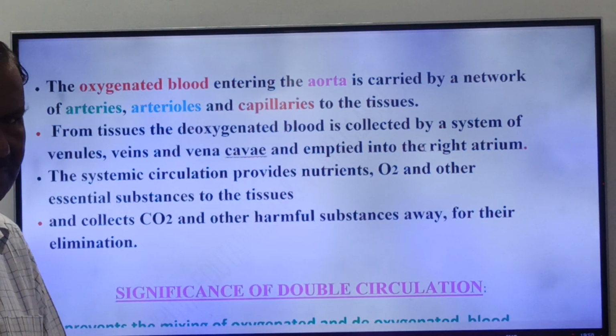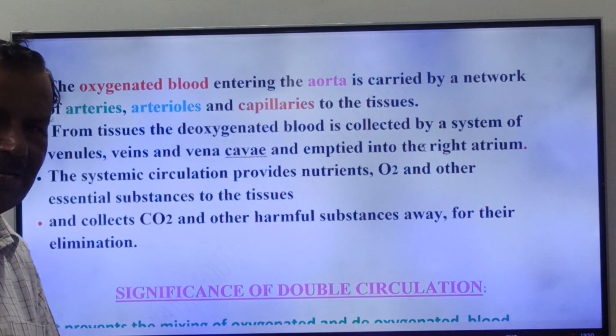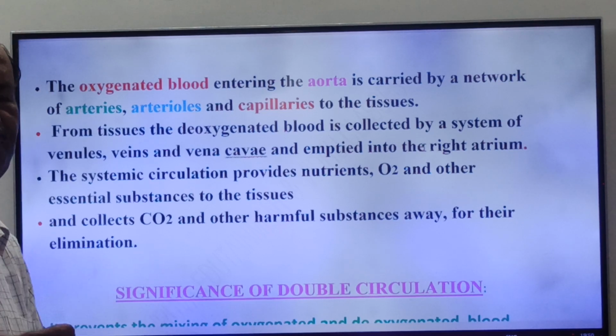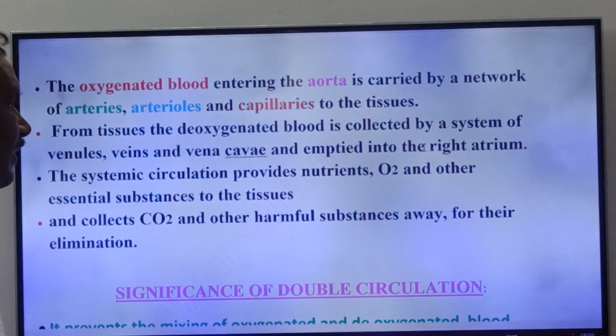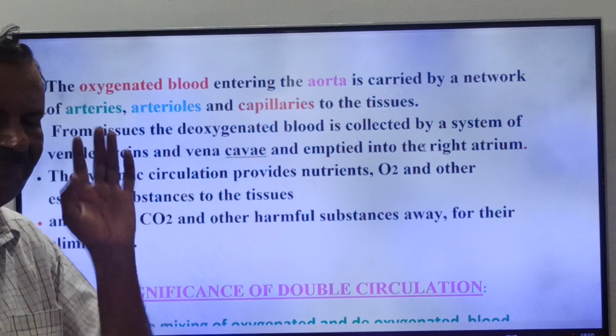So from heart to aorta, aorta to arteries, arteries to arterioles, arterioles to capillaries. That is pure blood, friends. In the tissues, capillaries collect the impure blood, capillaries fuse to form venules, venules fuse to form veins, and veins fuse to form vena cava, that is inferior vena cava and superior vena cava. These inferior vena cava and superior vena cava open into the right atrium.